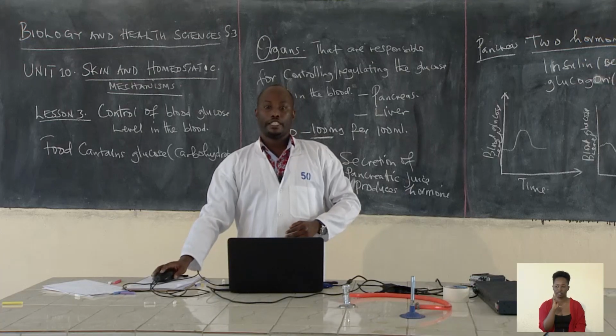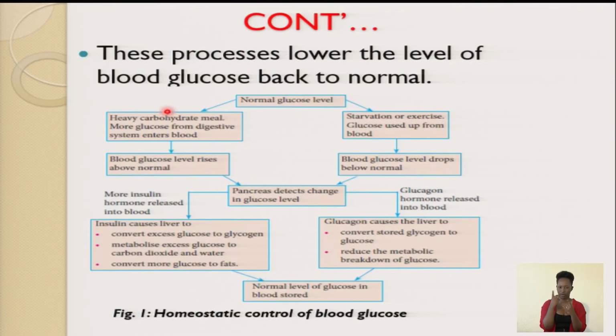Let's have a chart of the process of lowering the level of blood glucose back to normal. We're going to have two sides. One will show how to increase the glucose level in the blood. Another one is how to lower the glucose level in the blood. This is the normal glucose level. The normal glucose level ranges from 90 to 100 milligrams per 100 milliliters of blood.